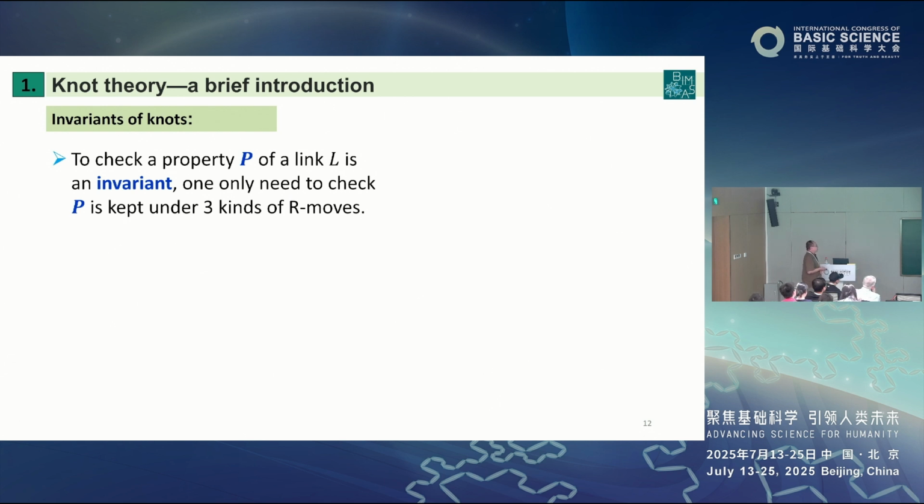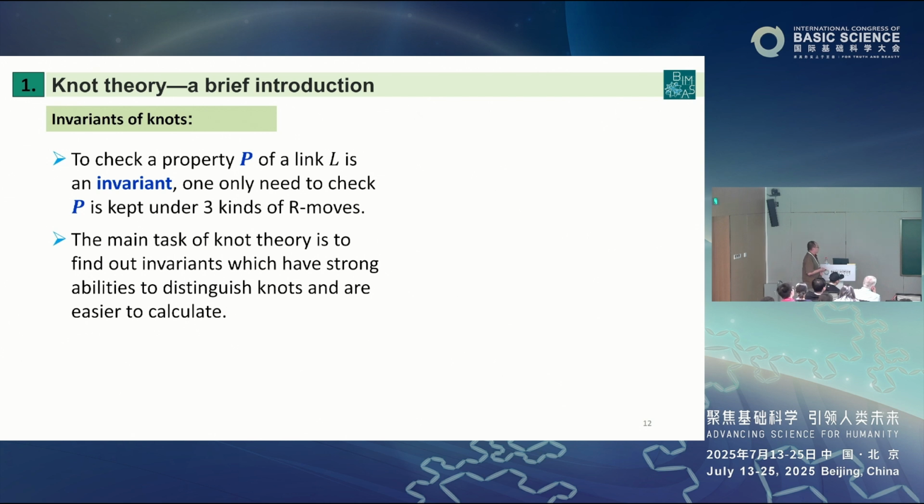To check that a property P of a link L is an invariant, one only needs to check that the property P is kept under the three kinds of Reidemeister moves. The main task of knot theory is to find invariants which have strong abilities to distinguish knots and are easier to calculate. So in knot theory, we usually use this symbol, c_i or c^j_i, to denote a prime knot.